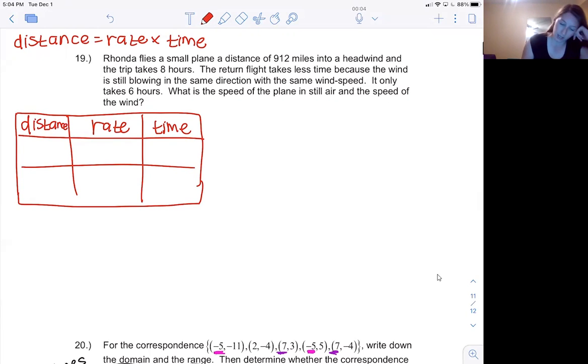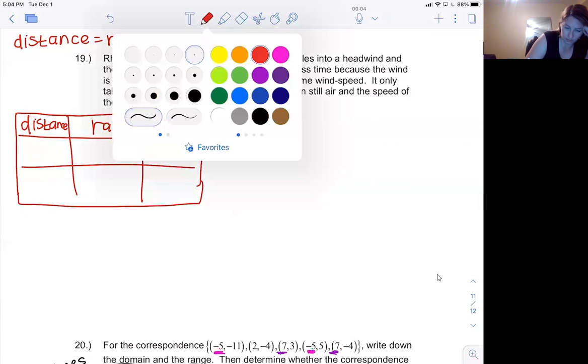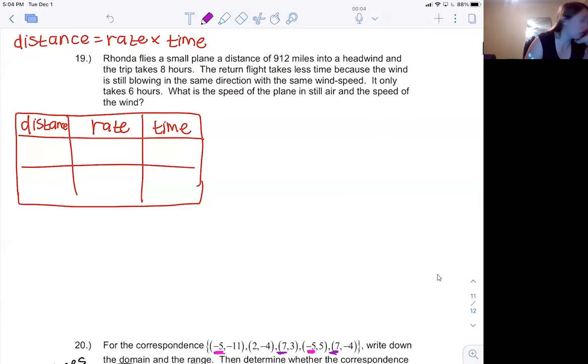Okay, so it says Rhonda flies a plane a distance of 912 miles. So my distance is 912. And she's flying into a headwind. So I think of it as she's flying this way, she's flying into the wind. So the wind's coming this way. And the trip takes about 8 hours.